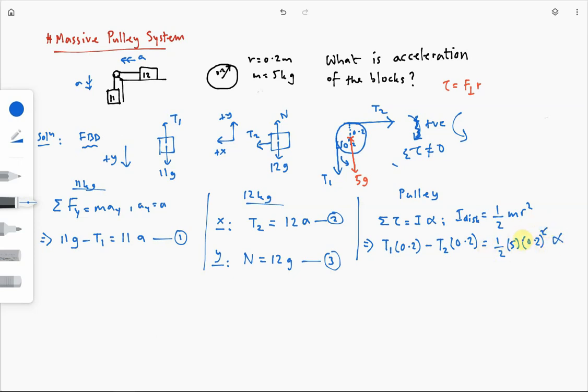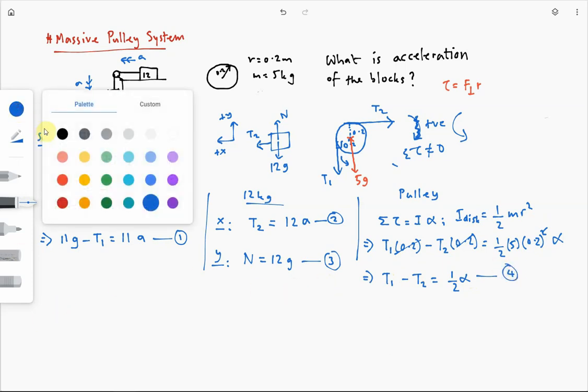Alright, and all of these terms at least have one factor of 0.2, so we can divide those out, and we end up with the equation T1 minus T2 equal to 1/2 alpha. Alright, let's call this equation 4.